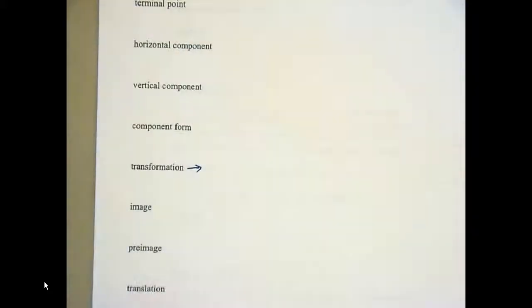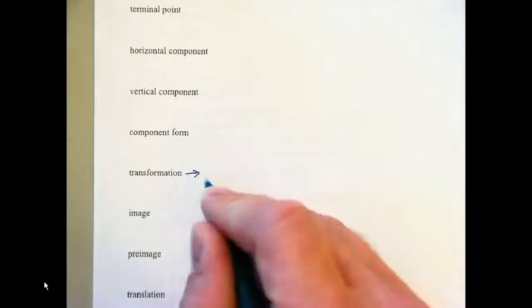A transformation takes an original shape, which we call our preimage. It takes our preimage and it changes it in some way, by moving it to a different location, by rotating it, translating it, reflecting it, or changing its size by dilation. So there are different transformations that we're going to study.